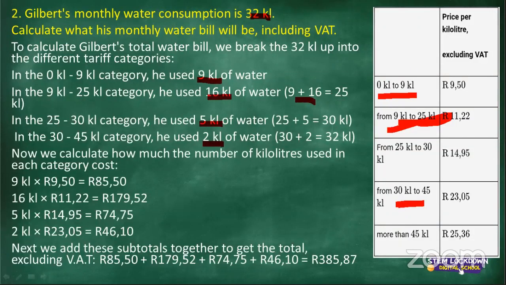Right now, the values here are excluding VAT. So the answer we have right now is excluding VAT. So we've got 85 rand 50, and all these other amounts, is equal to 385 rand 87 cents. All of these prices, this cost, is excluding VAT. In our question, they expressly stated that we must give our answer inclusive of VAT.